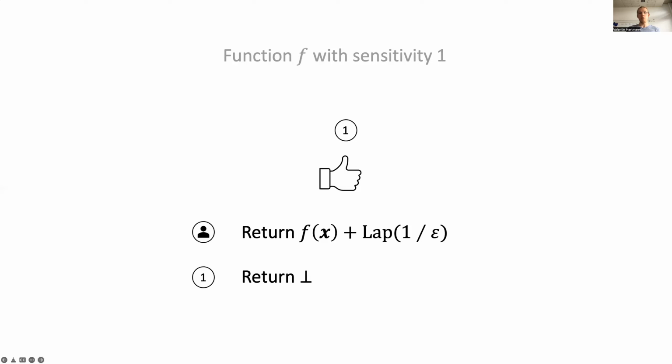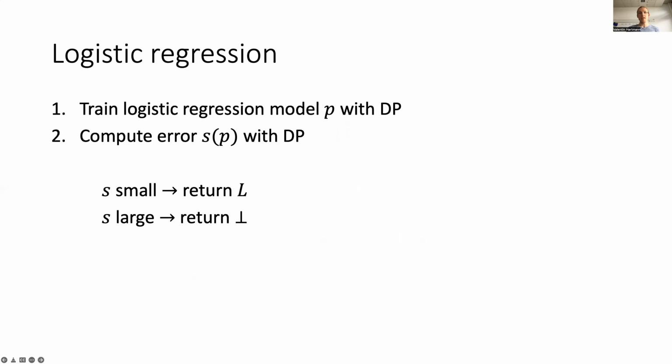This is a toy example, but let me give you a more interesting example that we analyze in our paper. Assume a data analyst that trains a logistic regression model P in a differentially private way. After having trained the model, they compute the error that this model makes on a held-out test set. If the error is sufficiently small, the data analyst releases the model. However, if the error is too large for the intended application, there is no use in releasing the model, and the data analyst instead only releases the bottom symbol. Intuitively, and also analytically, as we show in the paper, much less information about the private database should be revealed when only the bottom symbol instead of the model parameters is released.